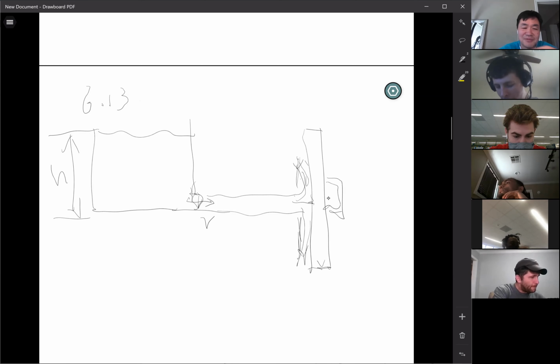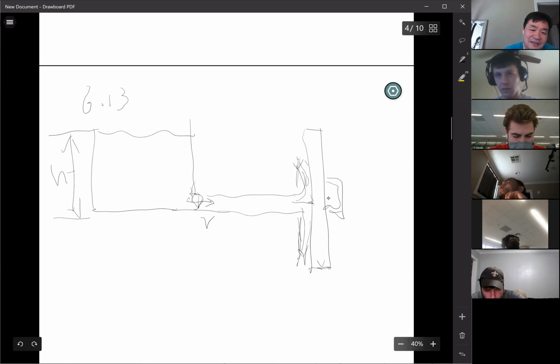This is not exactly the problem as 6.13, but I think that's the same. The problem asks you to calculate the velocity, but I ask you to calculate how much force you will need to hold it. So let's say this height is a certain height. Let's say the tank is 10 feet. You don't like feet, right? Let's say 5 meters.